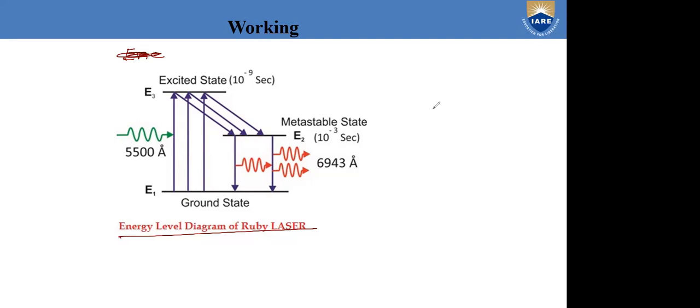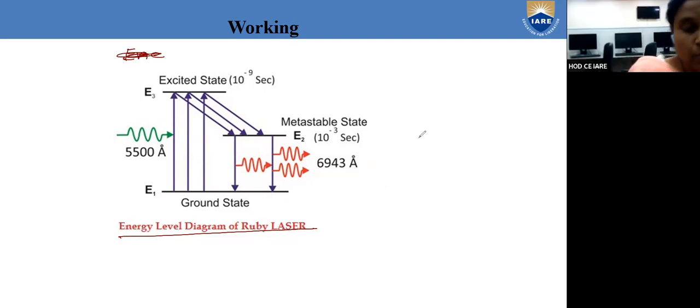Okay, so if it is finished, then I'll start discussing the working of ruby laser based on the energy level diagram. Now, I'm drawing it again onto the right side, students. This is the energy level diagram of the chromium ion. This ruby laser is an example of a three energy level system.